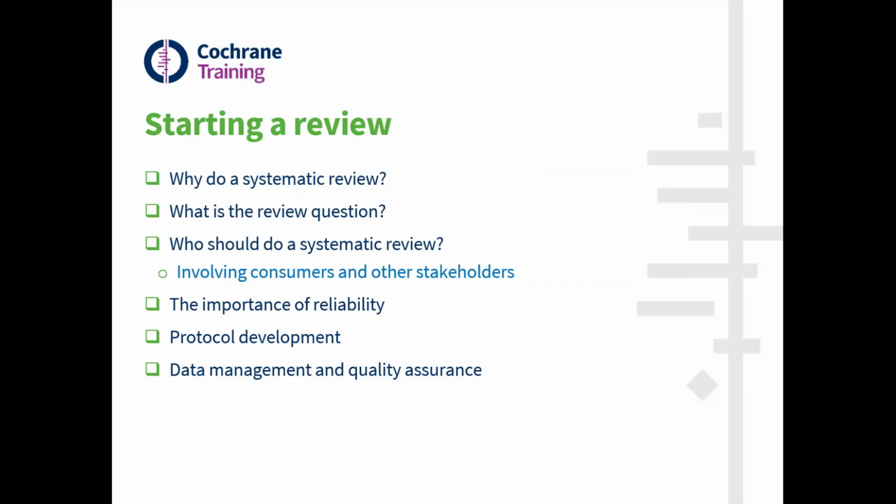So chapter 1, as you might expect from a chapter about opening a book on systematic reviews, covers issues about why we should do a review, the questions, who should do a review, the involvement of consumers, stakeholders, covers reliability, the development of protocols, and issues around data management. The idea of this chapter is that it's generic advice. Anybody doing a systematic review can use it, and the Cochrane-specific advice is in the online chapters.